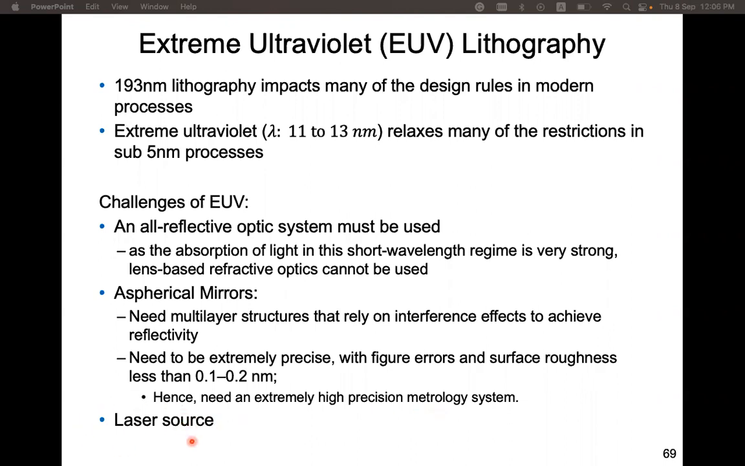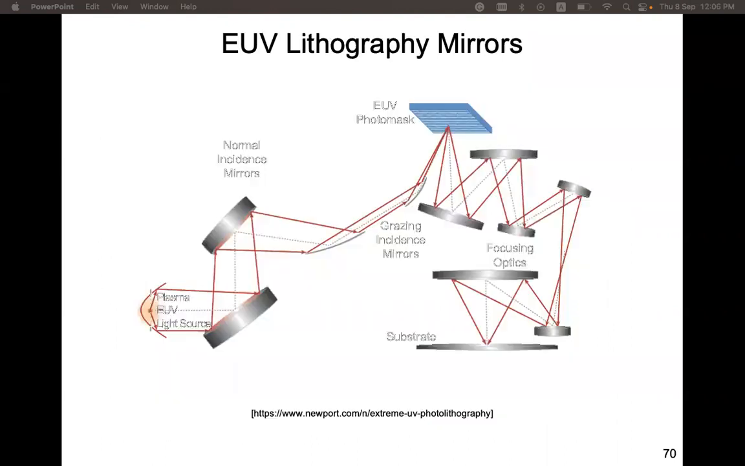And lastly, the laser source is also a challenge for EUV. It's not simple to create an EUV light source.